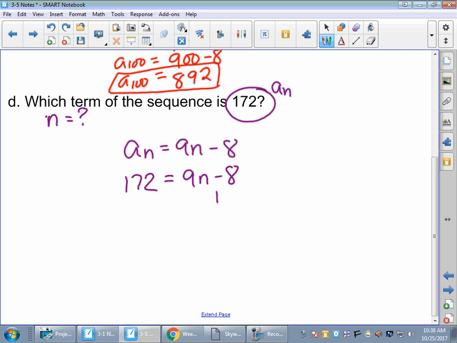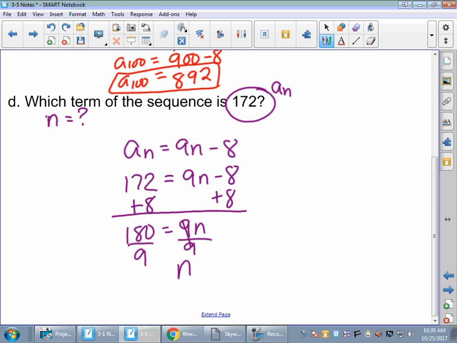So by using inverse operations, I can add 8 to both sides, and I'll get 180 is equal to 9n. Divide by 9, divide by 9. This term is the 20th term of the sequence. 172 is the 20th term of that sequence.